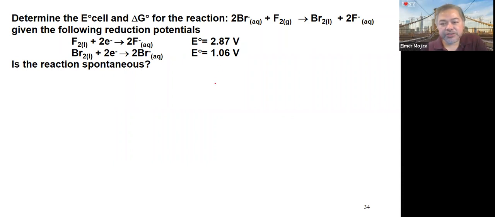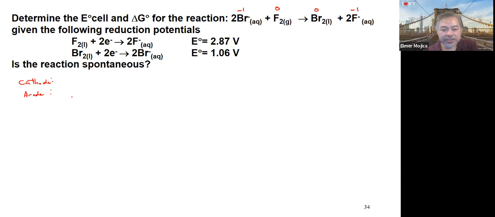So the first thing that we're going to do is determine which one happens in the cathode and which one happens in the anode. And we can do it from the reaction here. So we can look at the oxidation numbers here. So this is -1, 0, 0, -1. So in doing so, you can see here that your bromide goes from -1 and becomes more positive. It becomes 0.